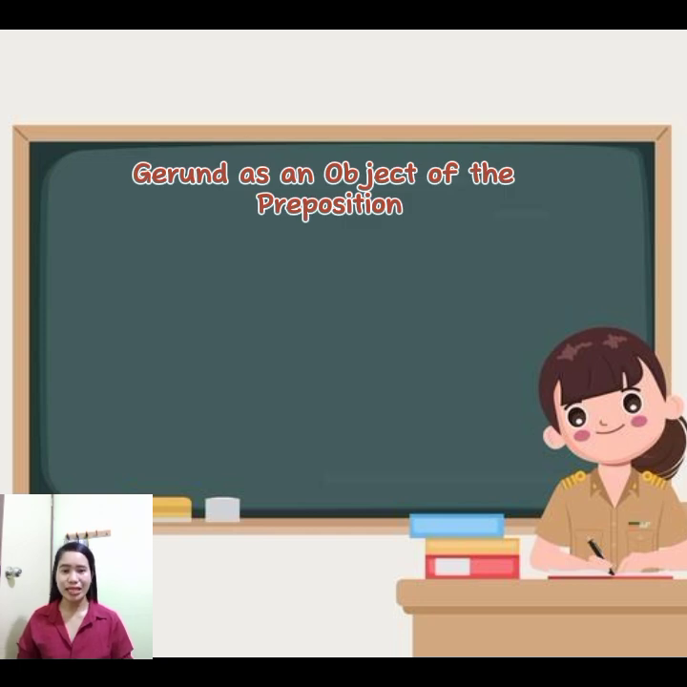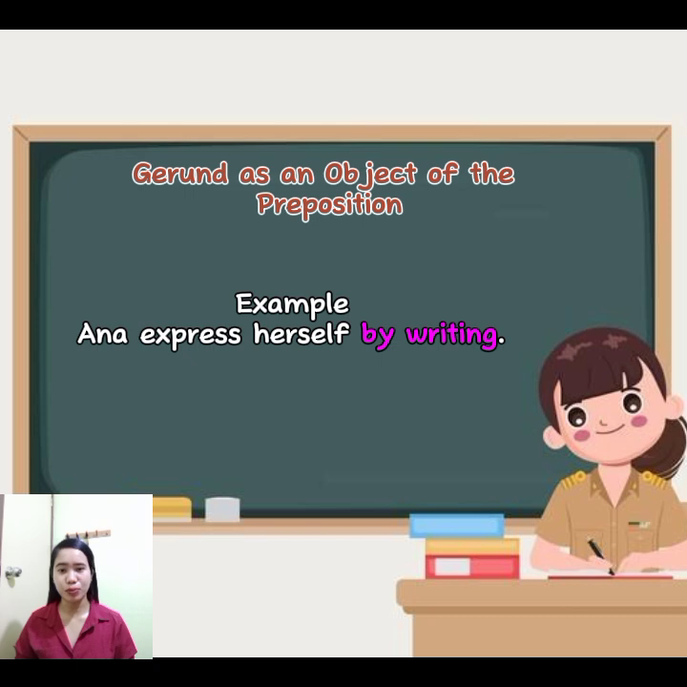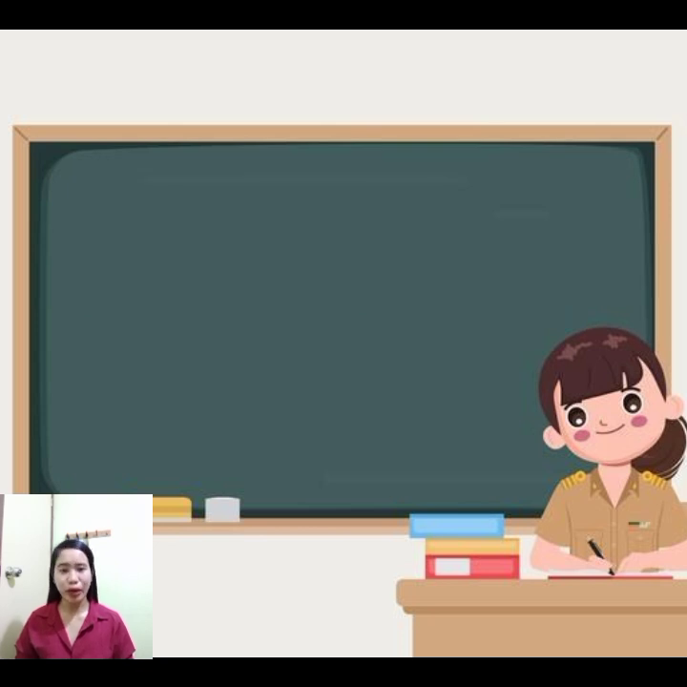The last one is gerund as object of the preposition. When a gerund follows a preposition, it's working as an object of the preposition. For example: Anna expressed herself by writing. The gerund writing is the object of the preposition by. So, we're done with gerunds and now let's proceed to participles.